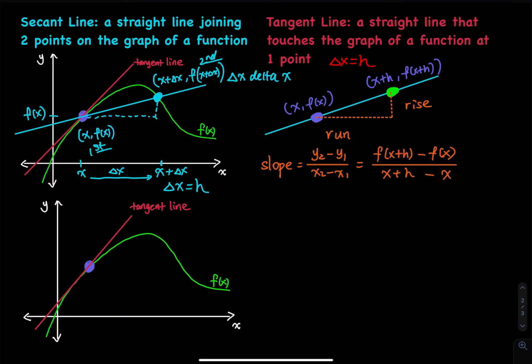How do you make the secant line become the tangent line? So that means I have a secant line, right? So this one gives me a slope. But this slope is not the slope of the tangent line. How do you make this become the slope of the tangent line? So to do so, what you have to do is you have to minimize h.